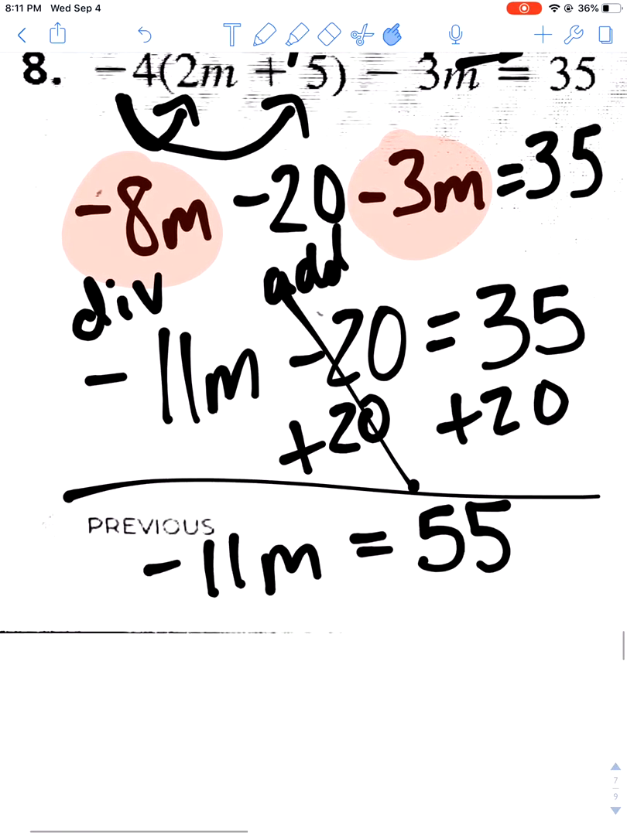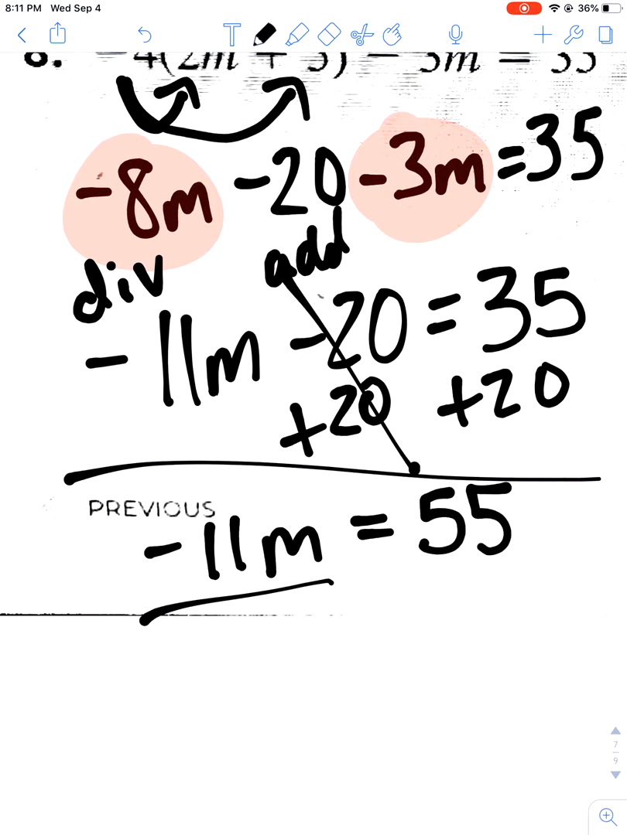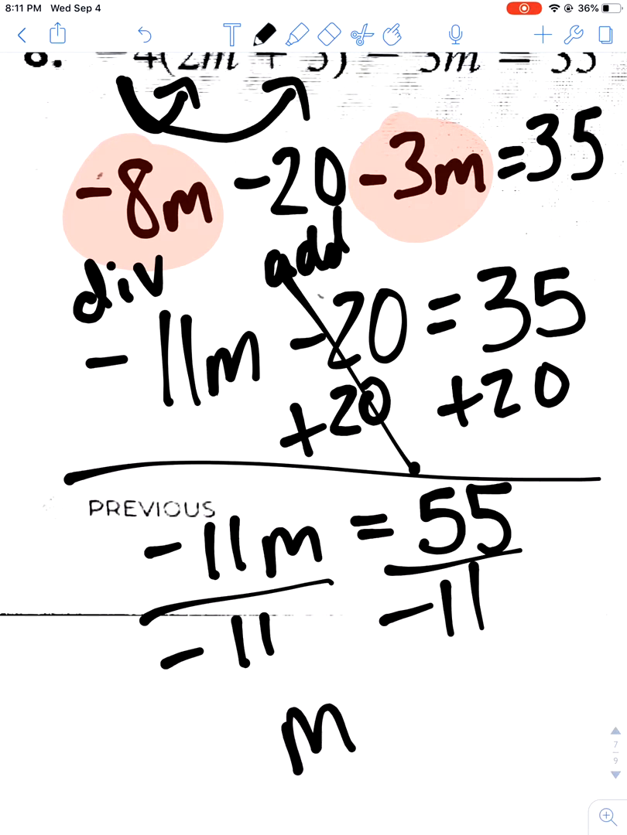And then the last step, we said we need to divide. So I'm going to divide by negative 11. So that makes this cancel because they're inverses. 55 divided by 11 is 5. Positive divided by a negative is negative.